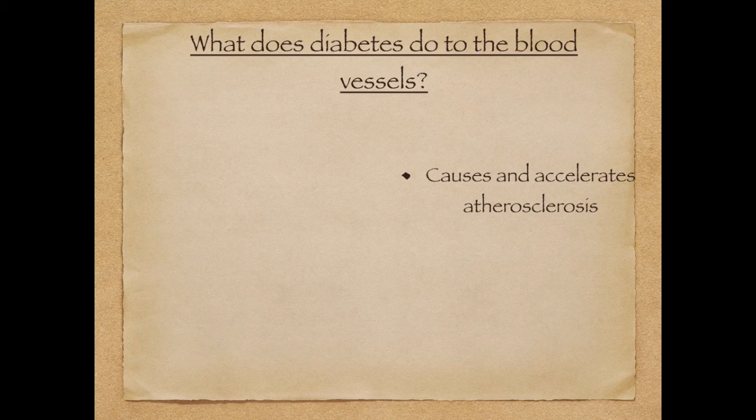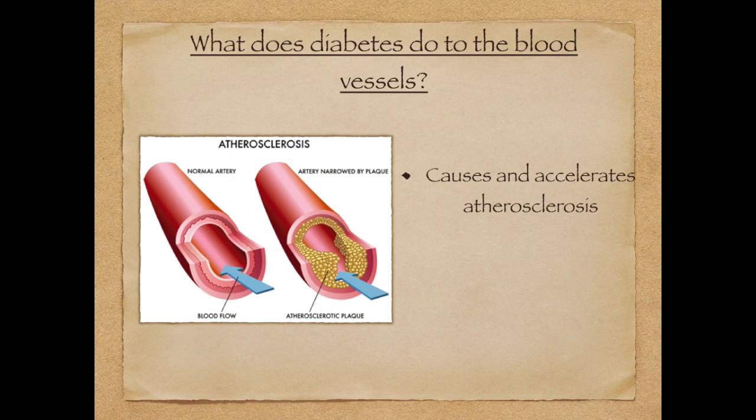High blood sugars damage the inner lining of the blood vessels, facilitating deposition of cholesterol in the vessel wall. This leads to narrowing of the blood vessels, which is known as atherosclerosis. It also makes our blood cells called platelets more sticky. All these factors increase the risk of clot formation, which can block blood vessels.